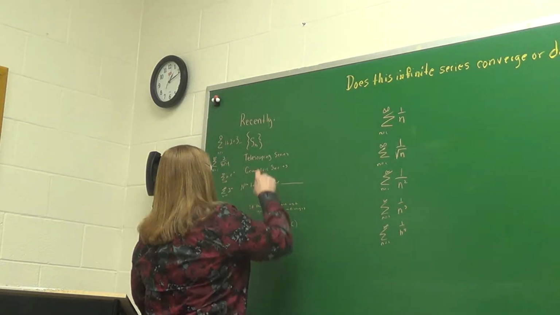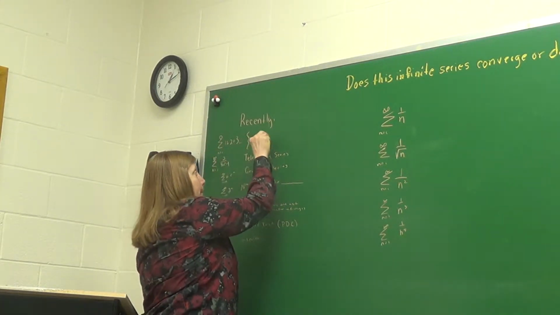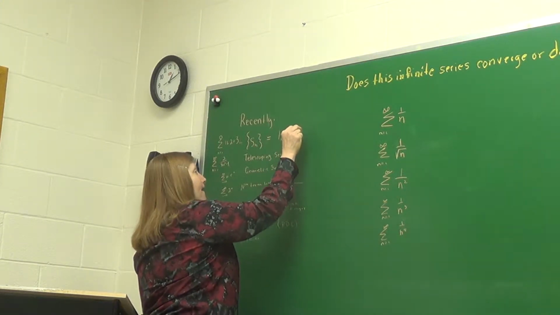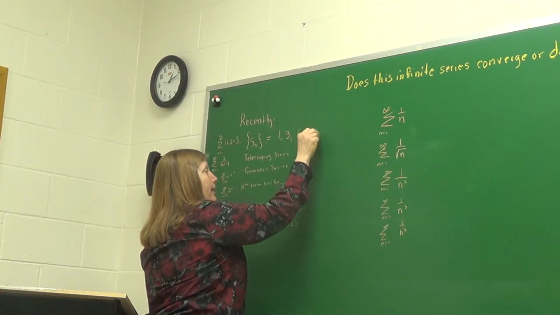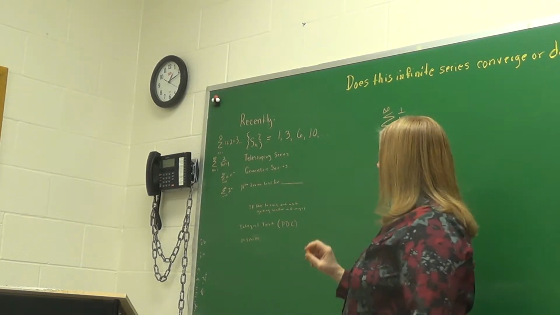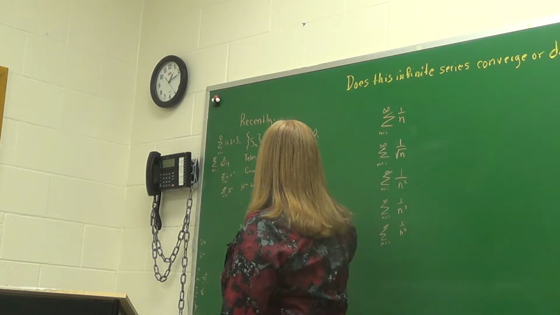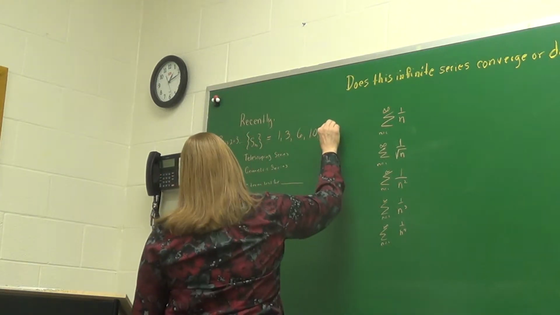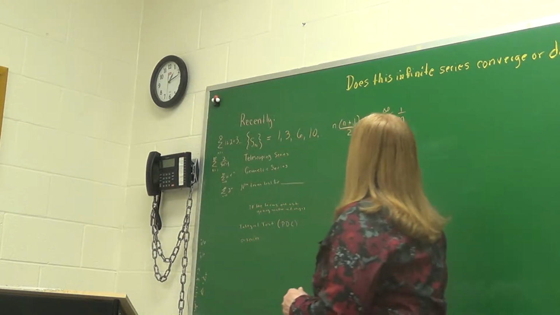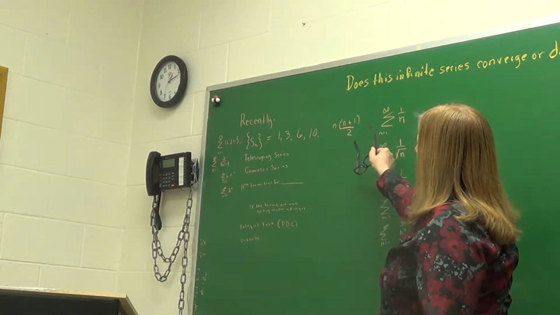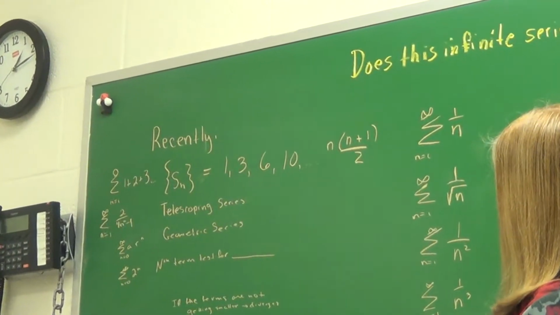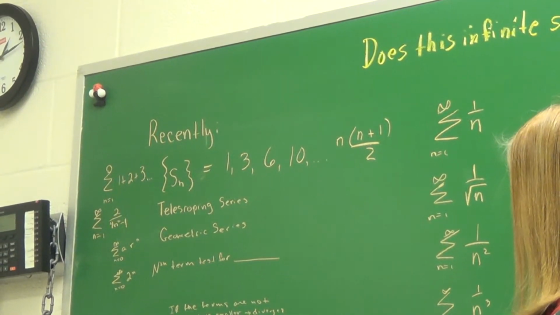For 1 plus 2 plus 3. Oh. 1, 3, 6. And 1 more. 10. Alright. So that's one that we can actually get a general term for, because 1, 3, 6, and 10 will follow this pattern, n times n plus 1 over 2. Does that work? So Gianni, when I put in a 1, do I get a 1? Yes. What about when I put in a 2? Yes. And a 3? Yes. Alright, I think that's it.